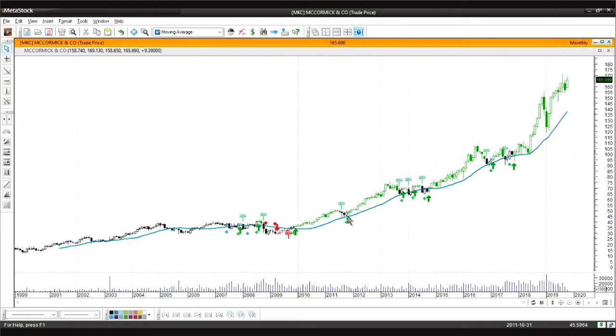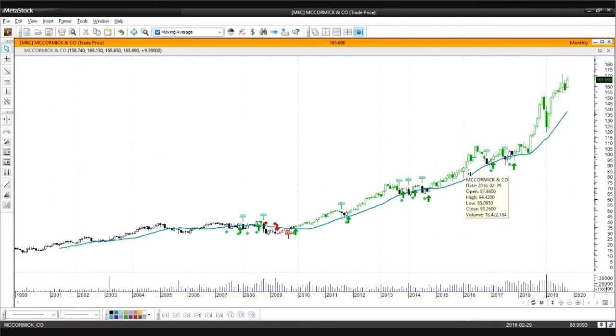Doesn't matter, because I would have caught this one and then these ones here. And even if I'm jumping in here, so I'm getting in and out, look how small those losses are compared to the wins. That's what I'm talking about when you should have more winners than losers, but your winners should be bigger than your losers.